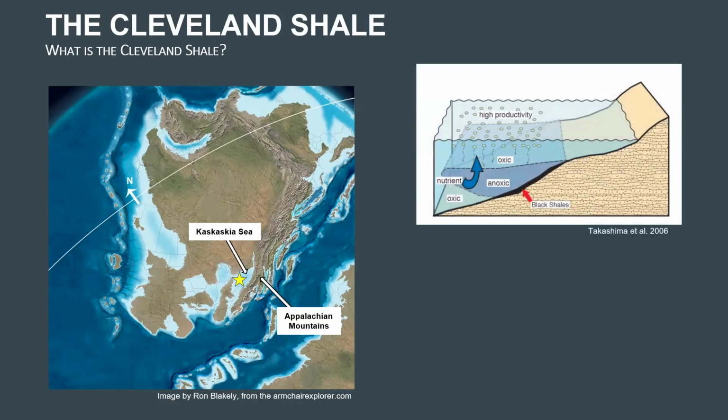And this sea was very unusual because in the offshore waters, you had this arrangement where the surface layers were heavily oxygenated and had high productivity, but then the lower layers were heavily anoxic. There was no oxygen in the water and nothing could survive there. And that's what actually produces these black shales. And what this means is that basically nothing can live on the bottom.